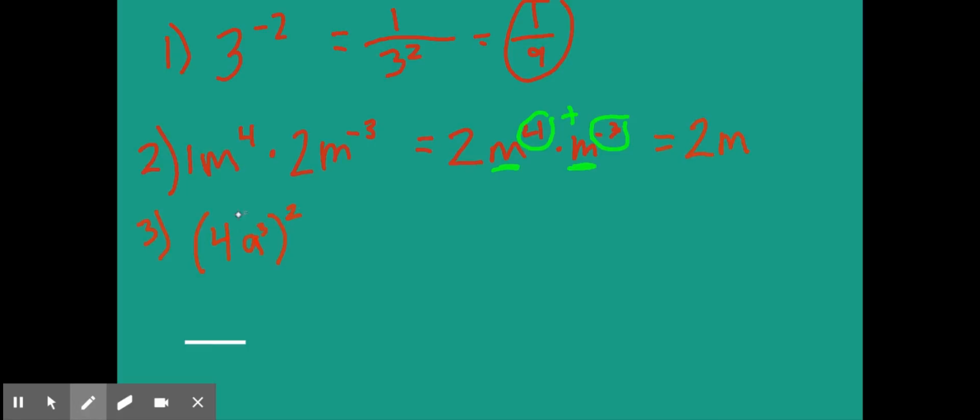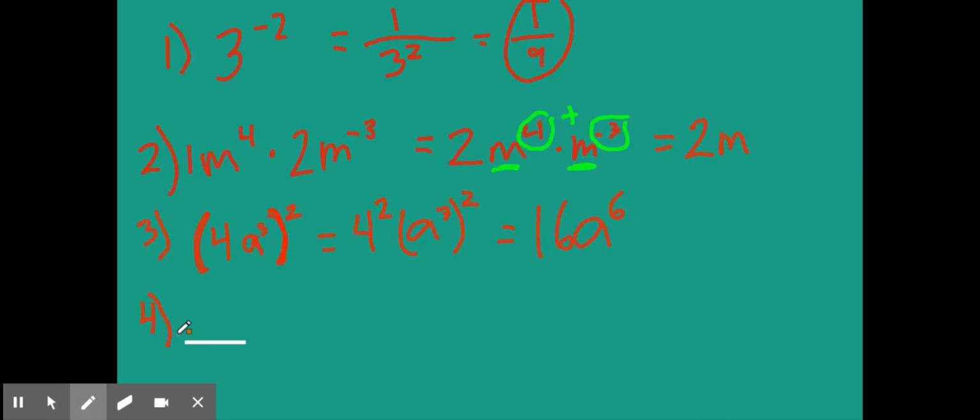This exponent, because all of this is in parentheses, this exponent has to go to both parts. So we need to do 4 squared, and then we have a to the third power, which is also being raised to the second power. Now 4 squared we can further simplify because we know that that's 16. And then when we have an exponent raised to an exponent, that's when we multiply. So we're going to do 3 times 2 to get 6. And we are done.